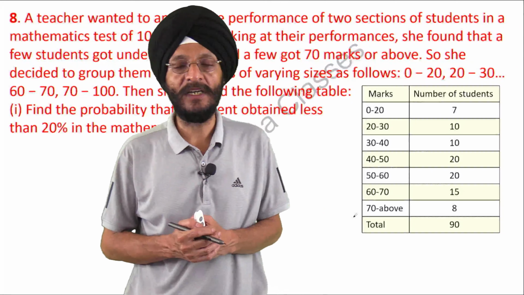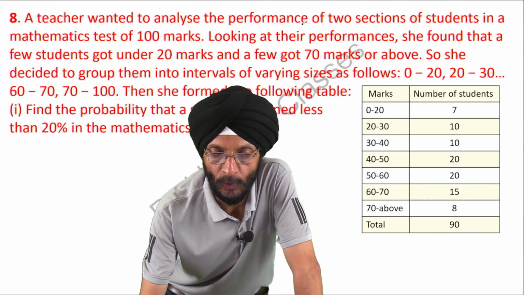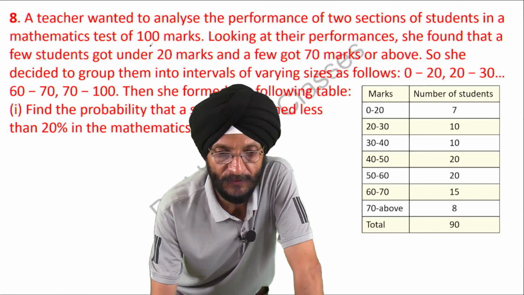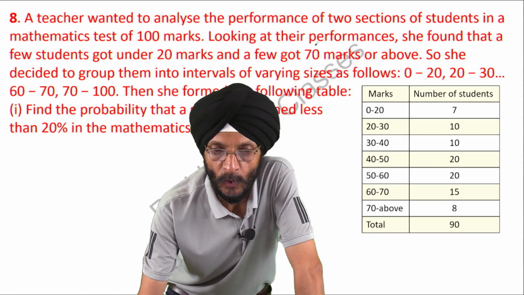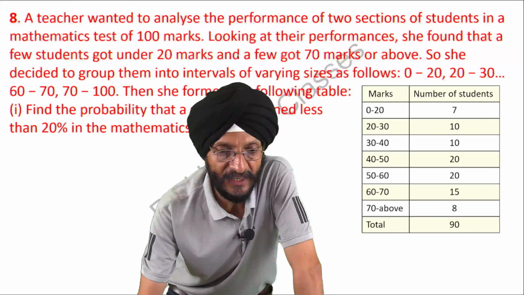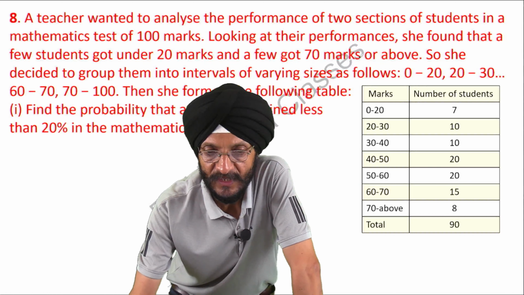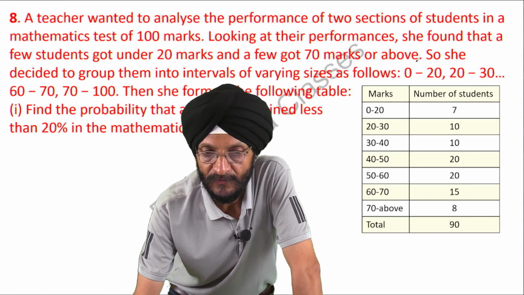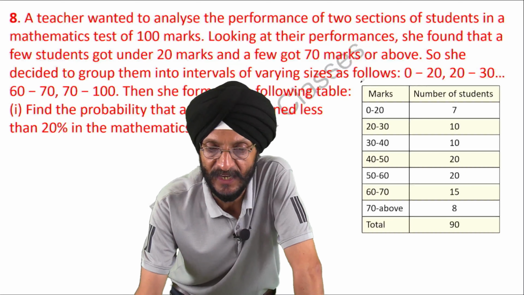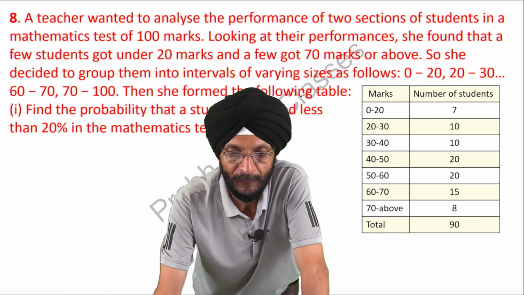Now the question before us is, a teacher wanted to analyze the performance of two sections of the students in a mathematics test of 100 marks. Looking at their performances, she found that a few students got under 20 marks and a few got 70 marks or above. So she decided to group them into intervals of varying sizes as follows. So here is the table. Then she formed the following table.